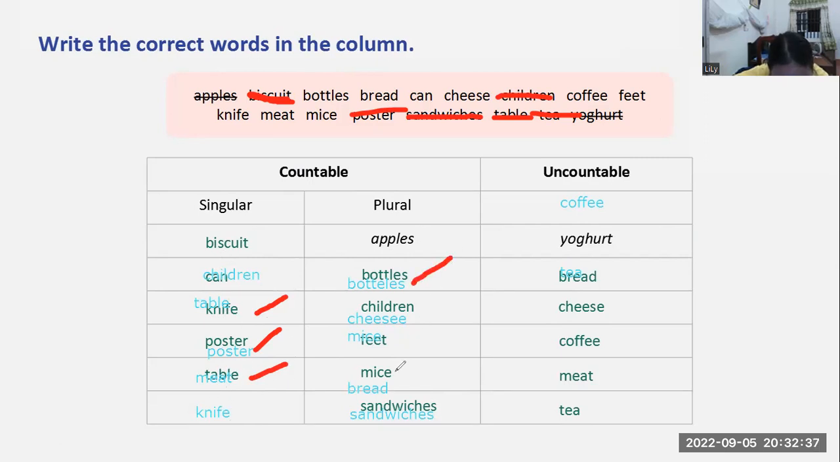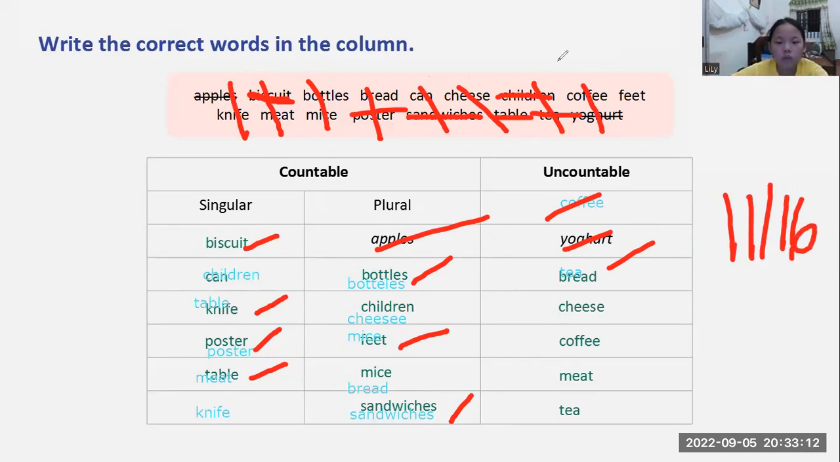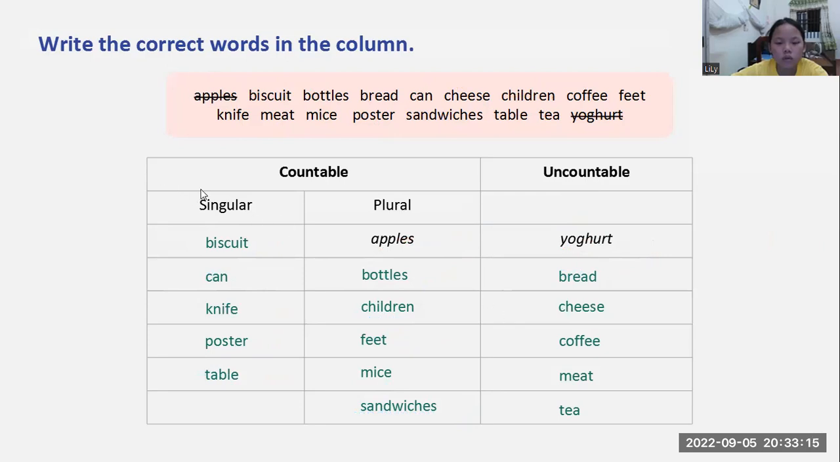Okay, and for this one, bottles. Children. No, no, no, children. Mice. Very good. Sandwiches. For this one, you got tea. 11 out of 16. So now, Lily, I want you to read all the countable singular nouns.